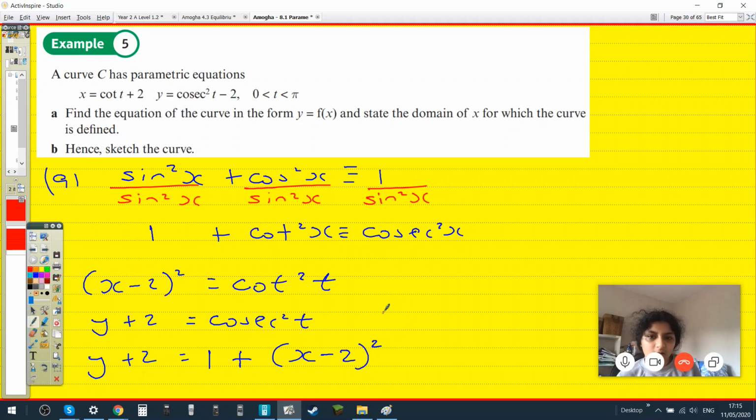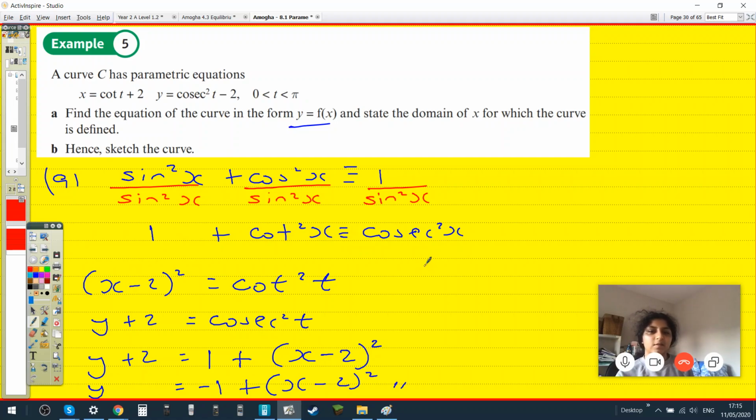State them. Cot squared. Cot is that. And that's it, is it? Oh no. Yeah. Well, in the form y equals. Then you just minus 2 and then you have minus x minus 2 squared minus 1. Yeah. And you could always fully expand if you wanted to, hence sketch the curve.